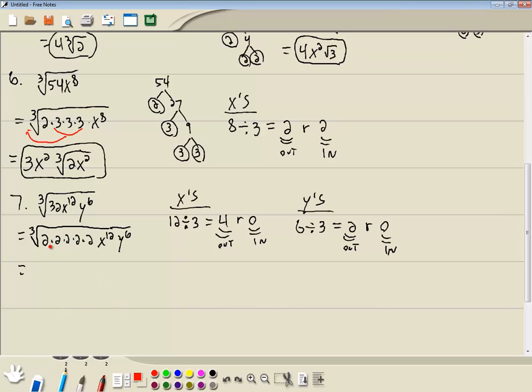Well, our index is 3, so we're looking for a set of 3 of something. Here's 3 2's. They're going to come out as a single 2. We said we're going to have 4 x's come out, so we got x to the 4th. And we said we're going to have 2 y's come out, so we'll have y squared. Number-wise, we're left with a 2 and a 2 inside, so that's 4. And no x's and no y's. So that'd be our answer.